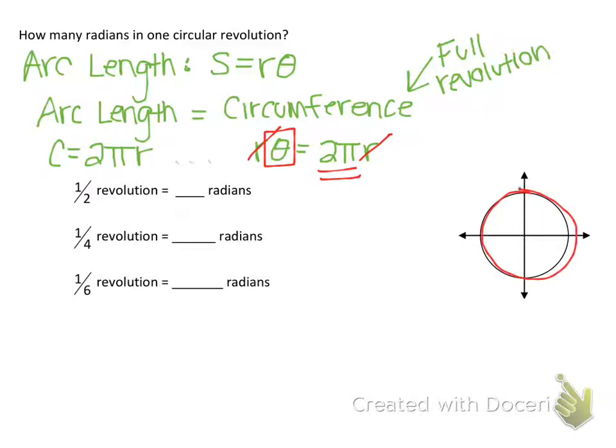So now if I want half of that, well, 2 pi divided by 2 would be pi. If I want a quarter of it, I halve my half, so I have pi over 2. Then if I want a sixth of it, that would be pi over 3, because we would have 2 pi divided by 6, which is 1/3, pi over 3.